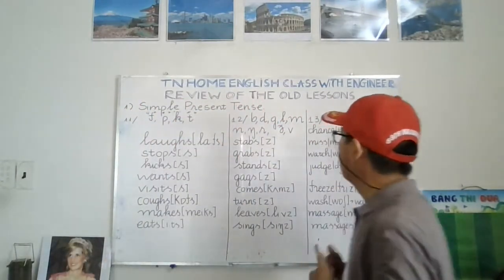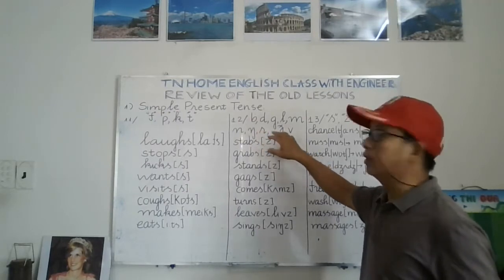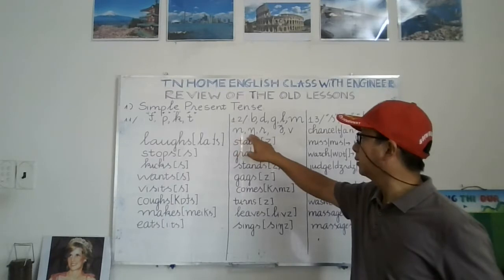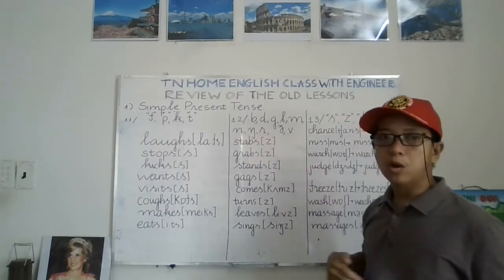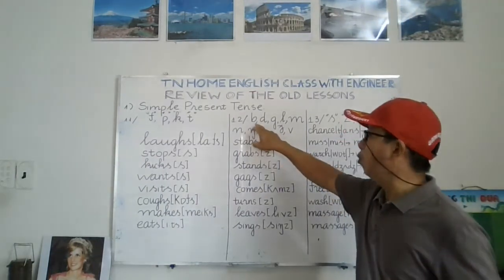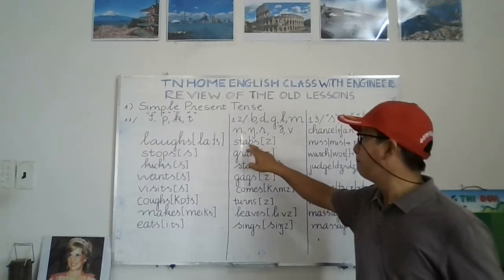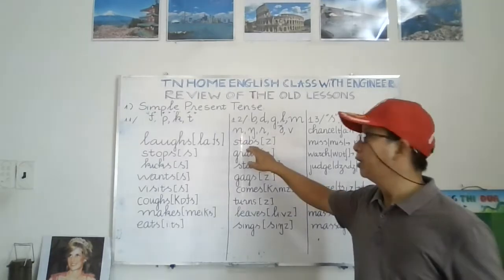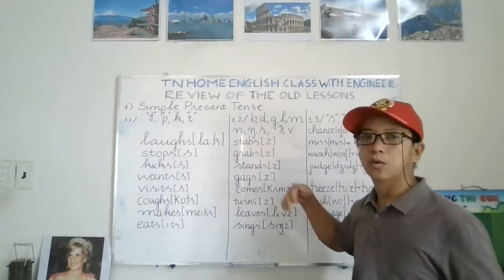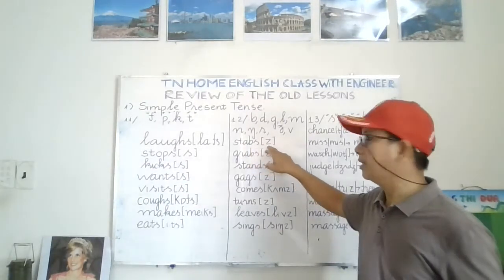And now we're moving on to the base verb ending with a voiced consonant sound. If the base verb ends with a voiced consonant sound such as b, d, g, l, m, n, r, v, we also add the suffix S at the end of the base verb. For example, stop, buzz, because b is a voiced consonant sound, so S also is pronounced as a voiced consonant sound. So listen and repeat after me: stop buzz, stop buzz.